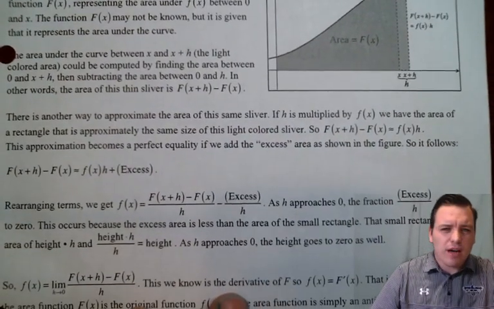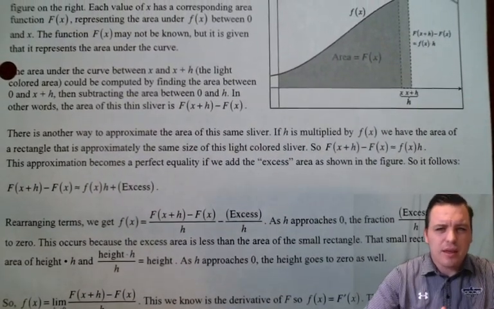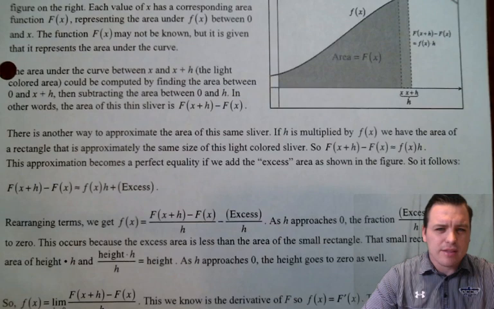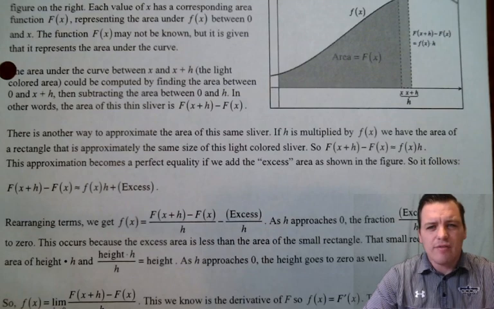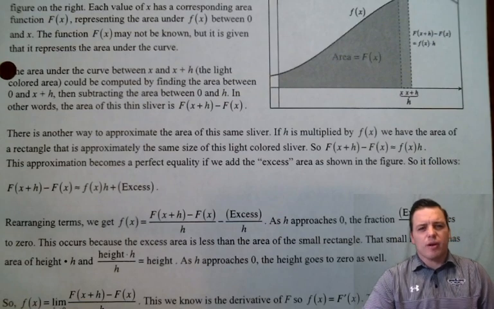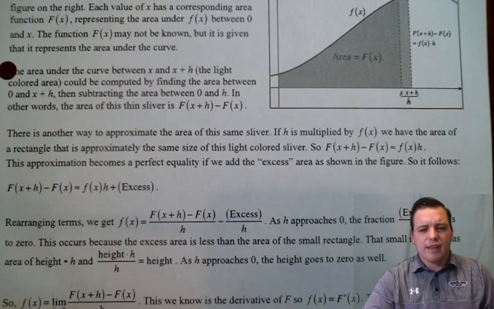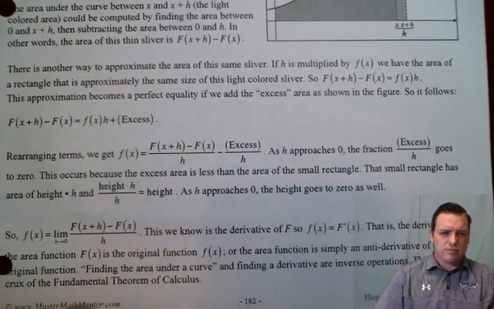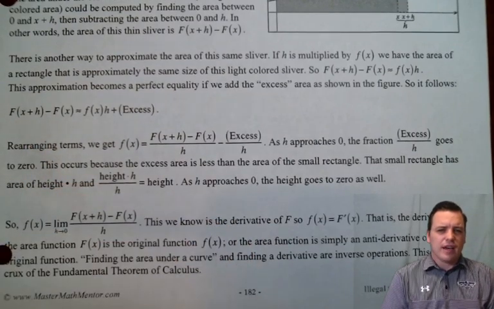There is another way to approximate the area of the same sliver. If h is multiplied by f of x, we have the area of a rectangle that is approximately the same size as the light colored sliver. So big F of x plus h minus big F of x is equal to f of x times h. So f of x times the height. This approximation becomes a perfect equal if we add the excess area as shown in the figure, so it follows: big F of x plus h minus big F of x equals f of x times h plus the excess.